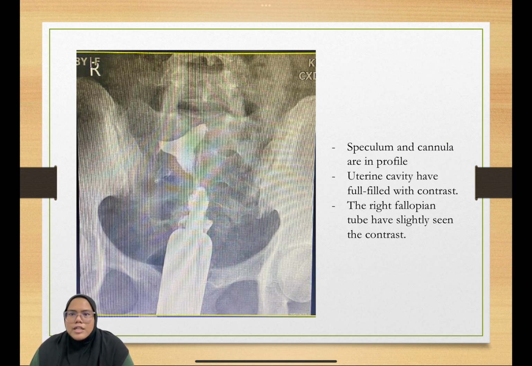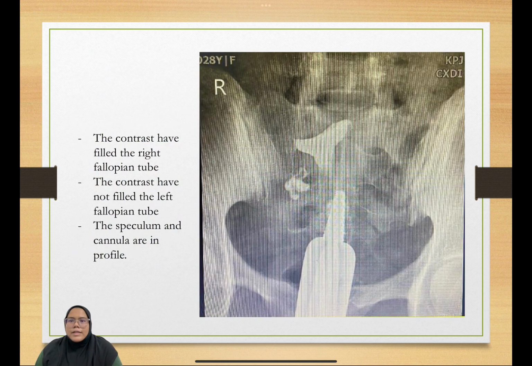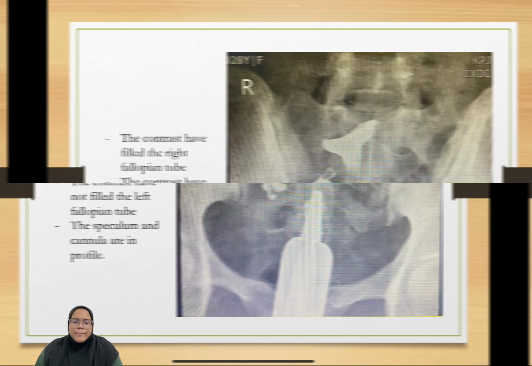The contrast has filled the uterine cavity and is slightly seen at the right fallopian tube. Okay, in this image, the contrast is at the right fallopian tube, but we cannot see the contrast at the left fallopian tube.